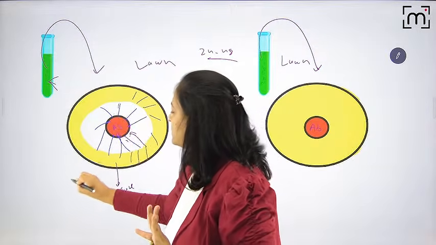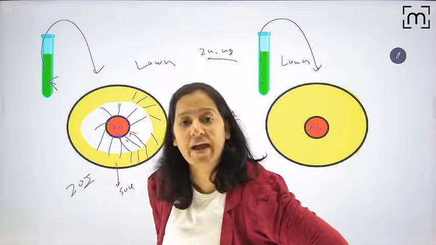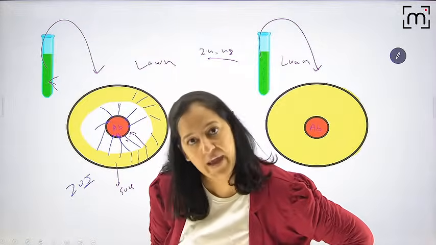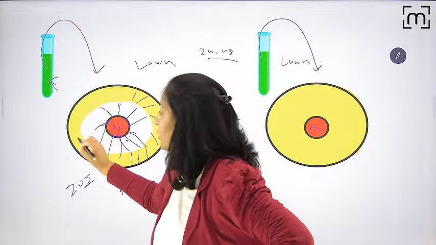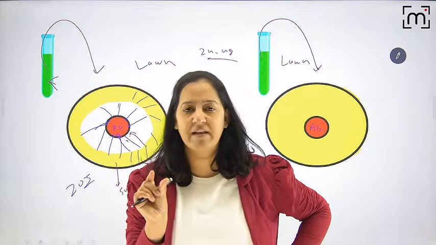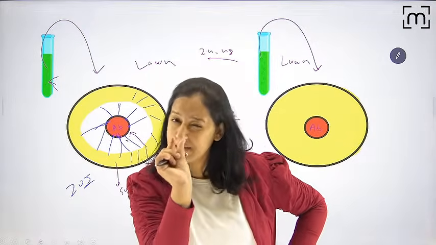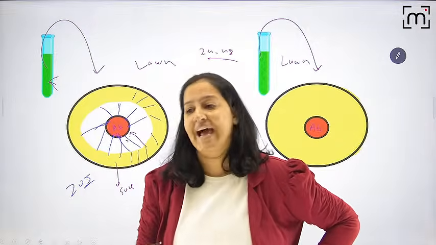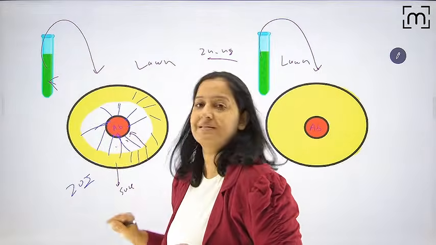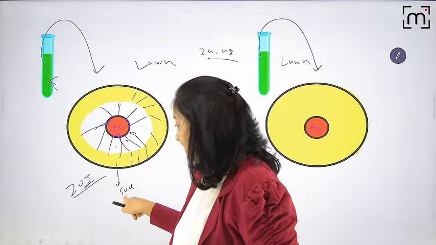This zone is known as the zone of inhibition, ZOI. You have to measure it with a vernier caliper. Have you seen a vernier caliper? It is a scale which measures smaller distances. With the help of a vernier caliper, I will show you. You have to measure this distance. Based on this, we will decide whether it is susceptible or resistant.